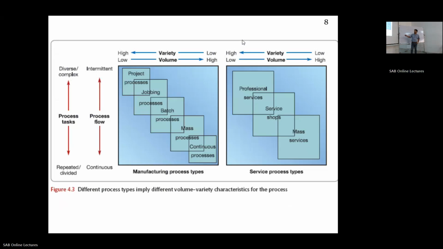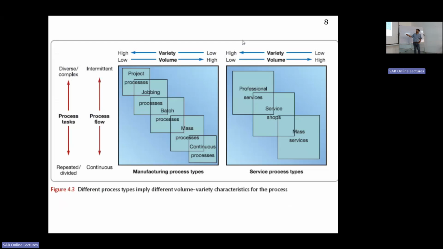Low volume, project processes. Low to moderate, jobbing processes. Moderate volume, batch processes. Mass processes, moderate to high volume. And the final one, continuous processes, extremely high volume. Clear? We need to discuss their characteristics with examples and identify industries where we usually see them. Then we will be able to do it now. Clear?